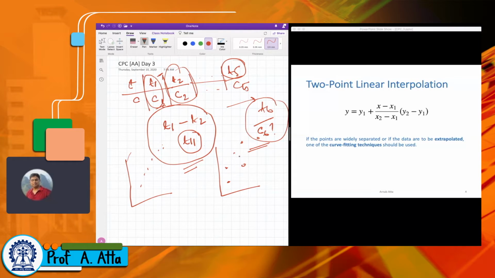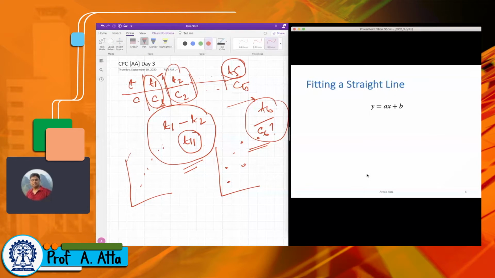Then usually we say it's not the 2-point interpolation but the curve fitting technique that should be used to get those data. So what are the curve fitting techniques? Usually we prefer a straight line fit because that's easier to handle, isn't it? So a straight line expression, y is equal to ax plus b.